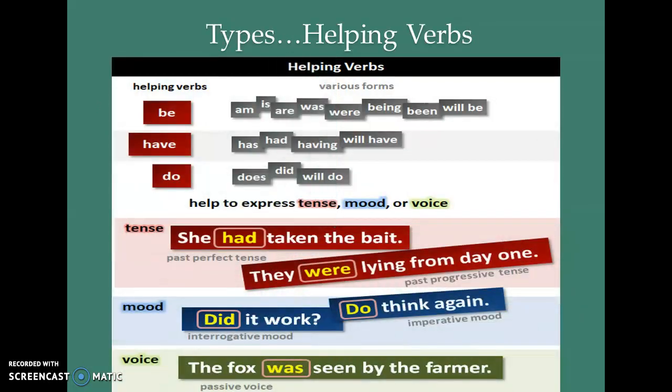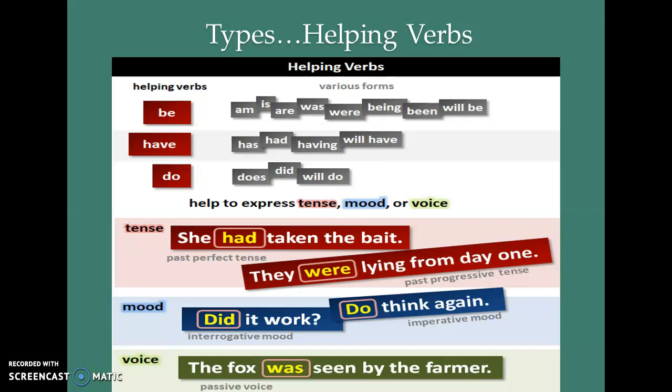Remember, be, have, and do are the main helping verbs in English. Be refers to is, are, am, was, were, being, been, will be, and have refers to has, have, had, having, and will have. Do similarly refers to do, does, did, and will do. All of these helping verbs help to express tense, mood, or voice in the sentence.